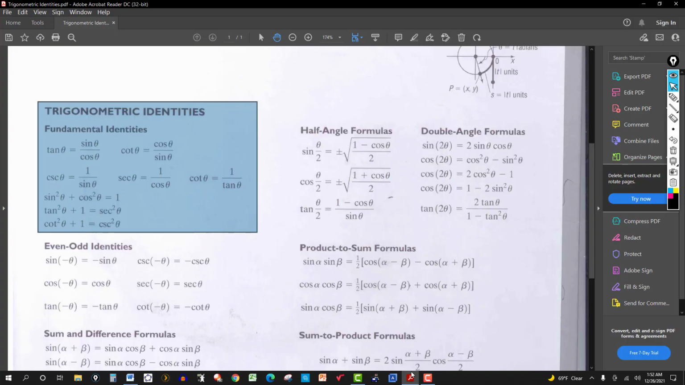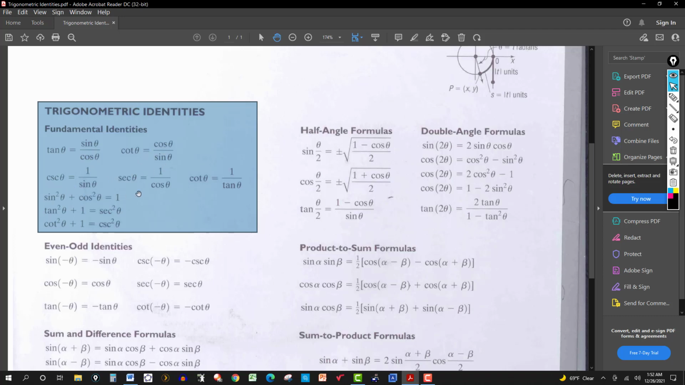In this video, we're going to look at how to verify, prove, or establish an identity. Those are some of the terms that you might see. And we'll be using the fundamental identities from trigonometry. So here are the ones we're talking about. Tangent of theta is sine of theta over cosine. Cotangent is cosine over sine of that same angle.